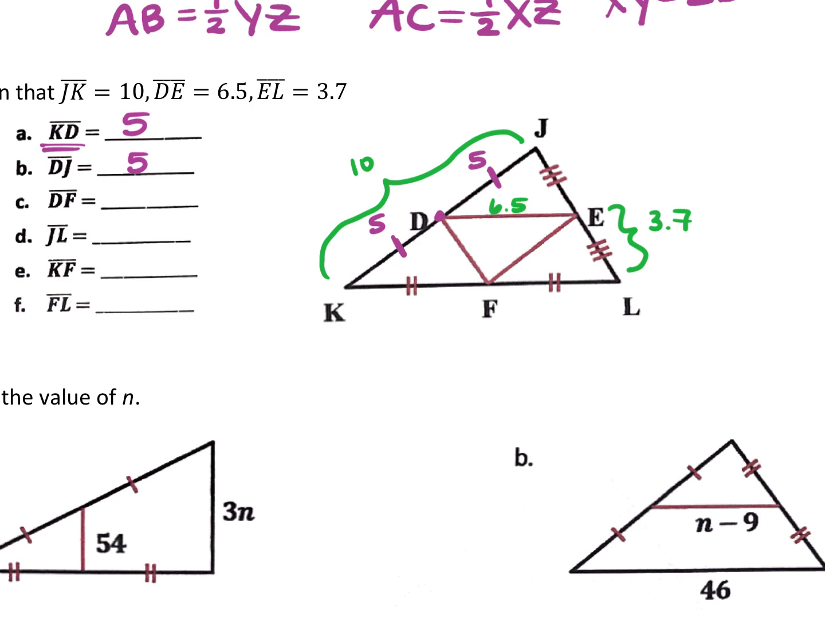Can anyone tell me what DF will be? 3.7, right? If this is 3.7 and this is 3.7, then DF is half of the sum of that. Well, we just doubled it, 3.7 and 3.7. So this is actually by itself 3.7. So DF is 3.7. So what is JL? 7.4. That 3.7, right? We're just adding those together to get JL, the whole thing. So 7.4.